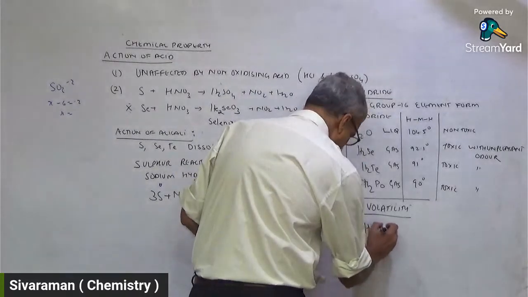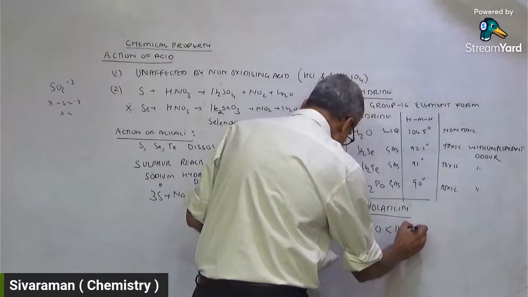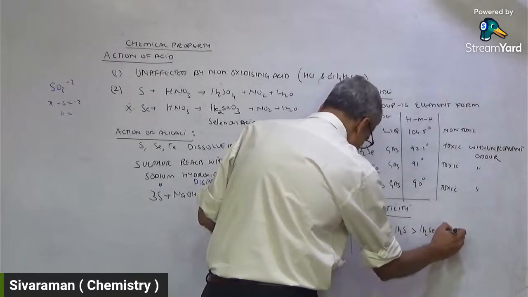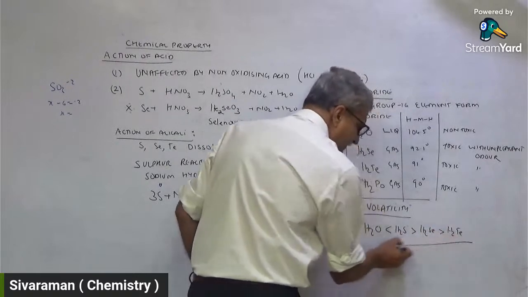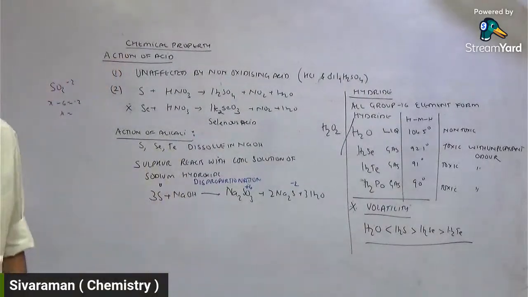H2O is obviously less volatile than H2S. But H2S is greater than H2Se, which is greater than H2Te. So H2S shows a different behavior as far as volatility is concerned. Is this clear?